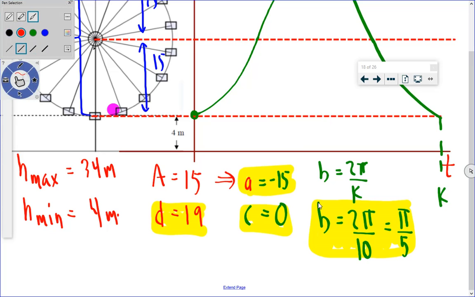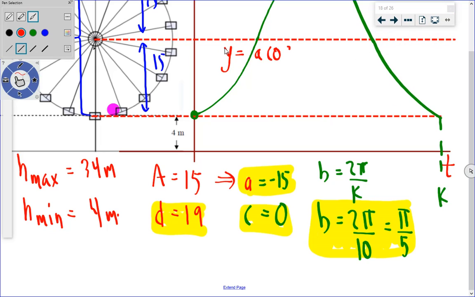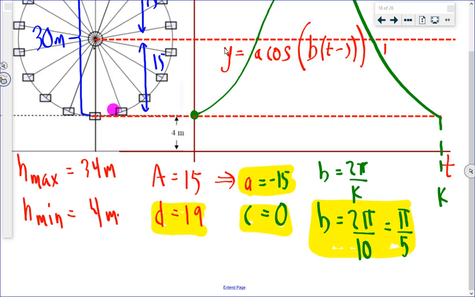Our equation would be y equals a cos b bracket t minus c bracket plus d. So we will get y equals negative 15 cos pi over 5 t plus 19.